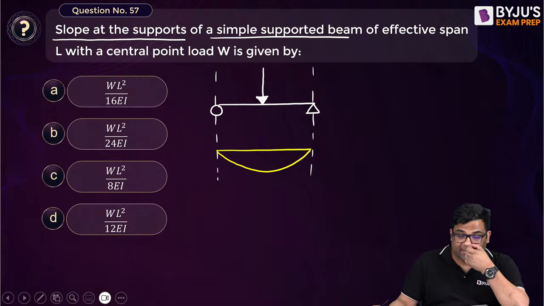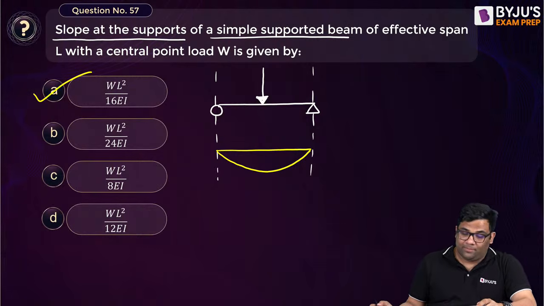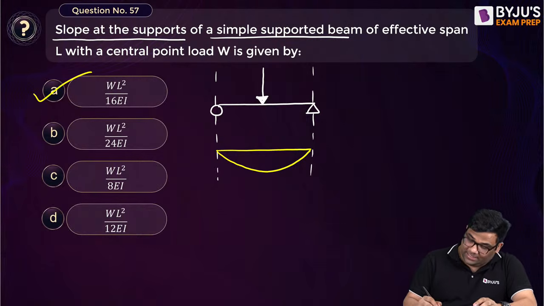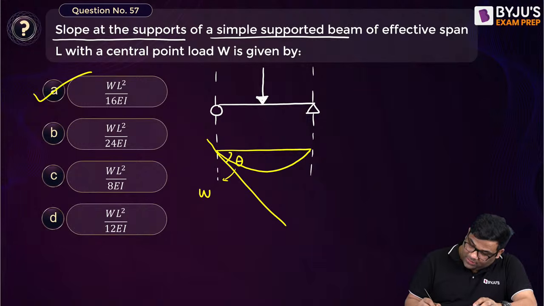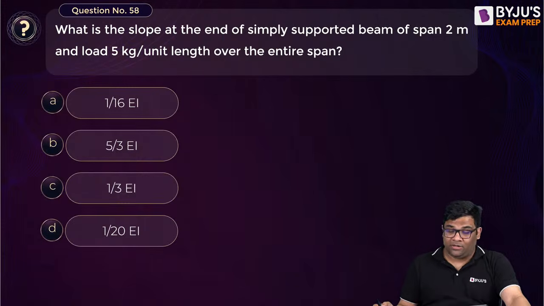Question number 57. A. Yes. WL square by 16 EI. This slope, this theta, is WL square by 16 EI. Yes. And this central deflection is how much? It is WL cube by 48 EI. Yes, remember all standard ones.